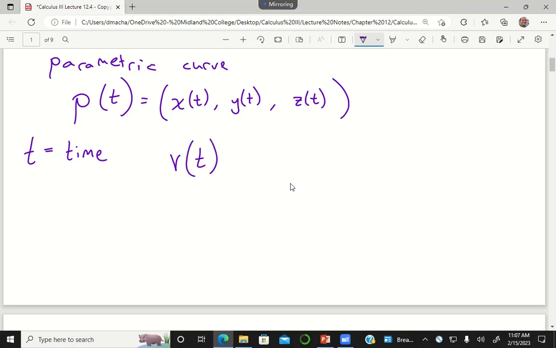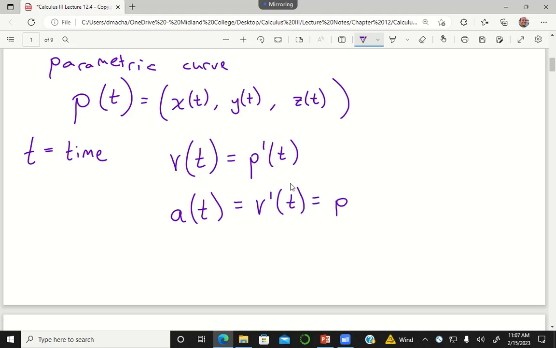And if we take this mindset, then the velocity of this object at any given time is going to be a vector. And that vector is just the derivative with respect to time of each component individually, right? And then the acceleration vector would just be the derivative of the velocity with respect to time, so that would just be the second derivative of the position with respect to time. That was the brief summary of what we talked about yesterday.